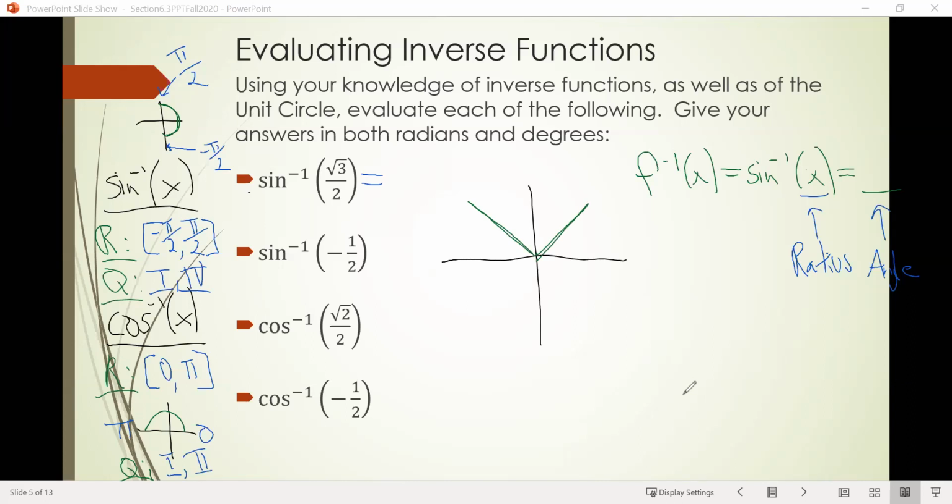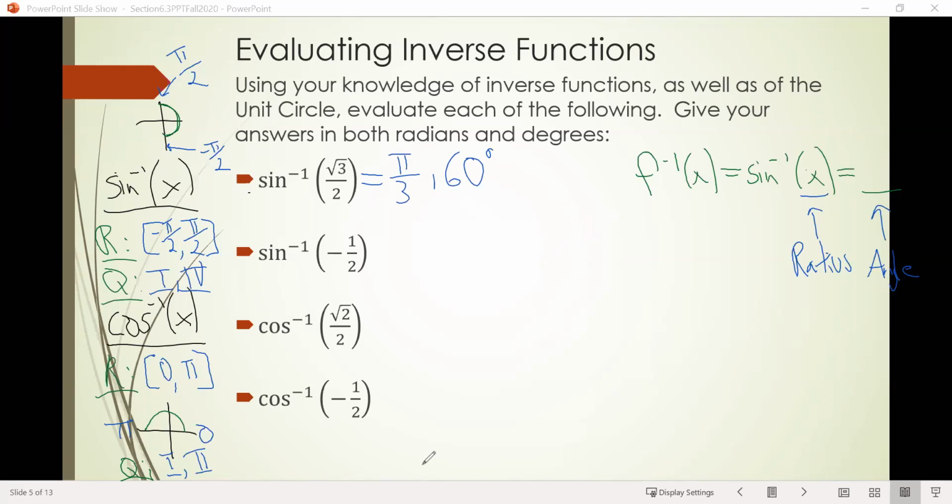However, again, remembering our range for inverse sine, we can only have answers in the first or fourth quadrant. So we know that the answer we're looking for is going to be this one right here, where the sine value is equal to root 3 over 2. And the answer for that would be at pi over 3, which is the same as 60 degrees. So inverse sine of root 3 over 2 will give us pi over 3.